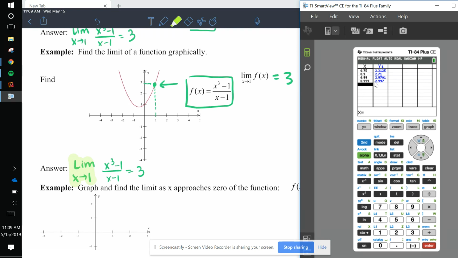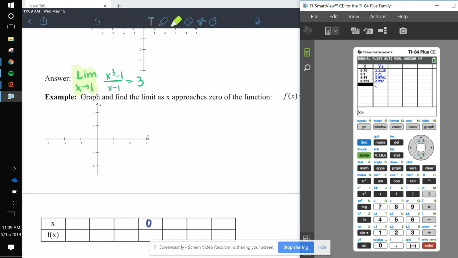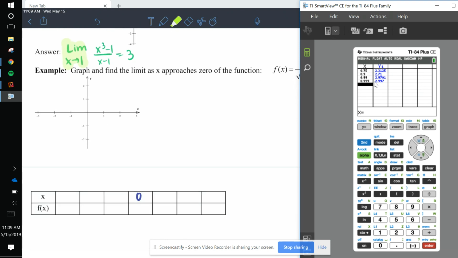Now this limit operator is super important. Without it, we're actually saying the actual value. We're not looking for the actual value. We're looking for the value we get close to. Okay. So we're going to find the limit as x approaches 0 of the function.